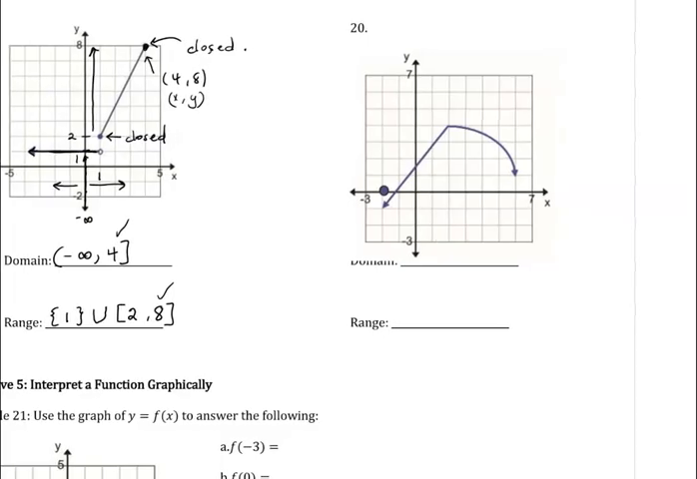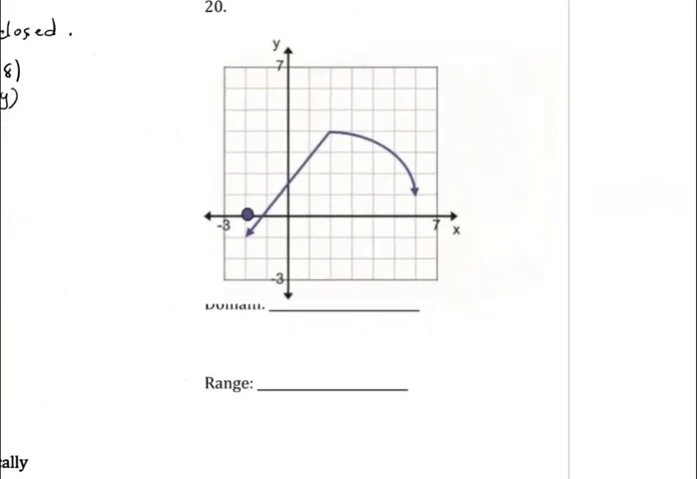Okay, on to our last example where we find domain and range. Please ignore this dot right here. Just act like that's not there. I'm not sure why that is there.